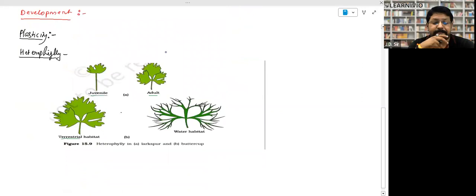What is plasticity? Can anybody tell me what plasticity is? No? Look, in different habitats and in different environments, the part which changes its shape to adapt to the environment, this property is called plasticity, right?